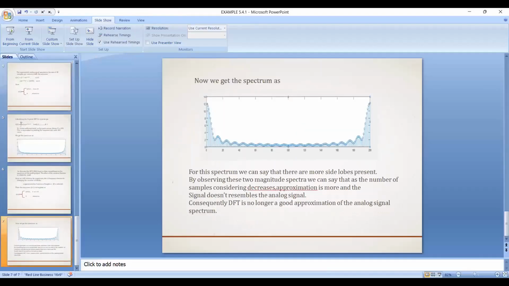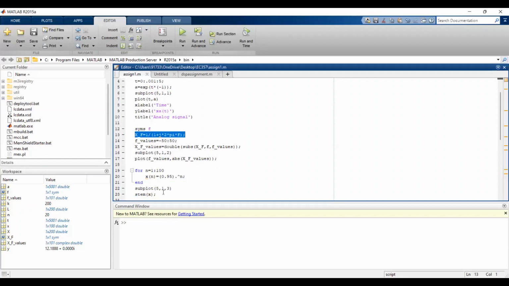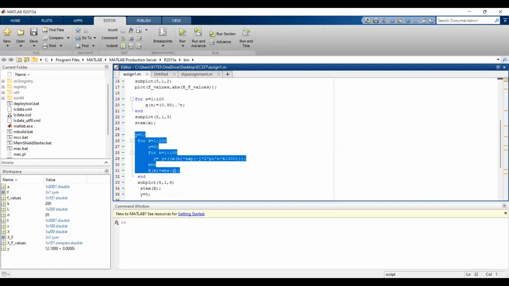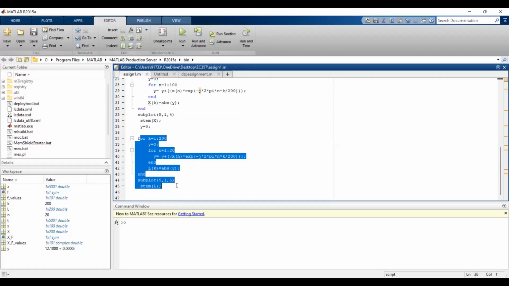Now, let's see the MATLAB execution for this spectrum. Plotting the given exponential signal e^(-t), and then plotting the magnitude spectrum. Now plotting the sampled signal x(n). Spectra for 100 samples. Spectra for 20 samples. After running, we get the spectrum as follows.